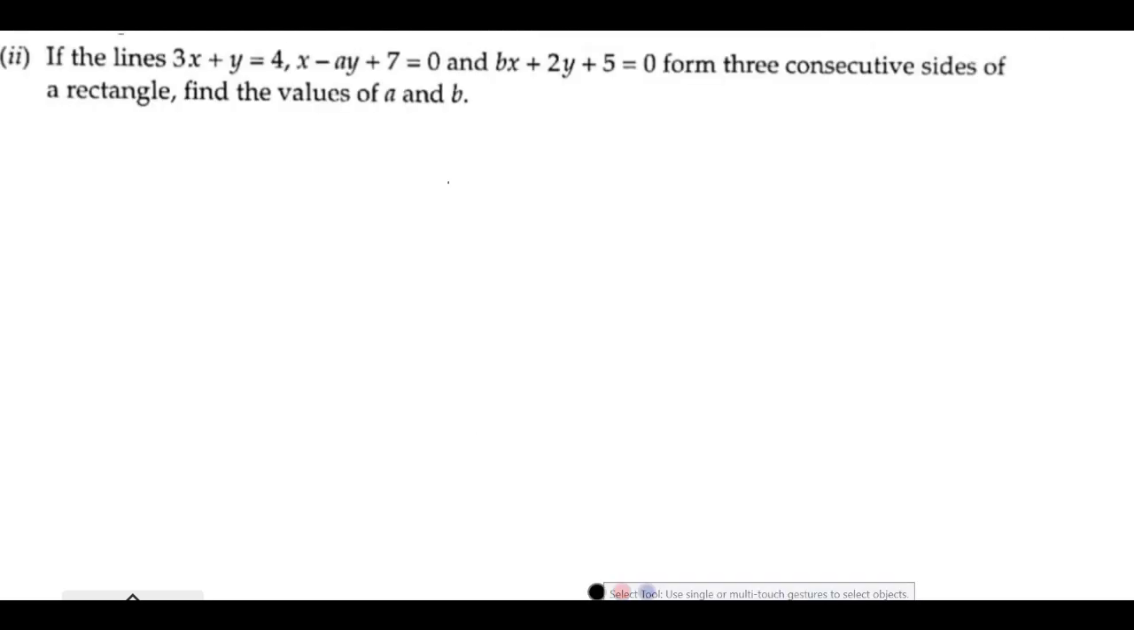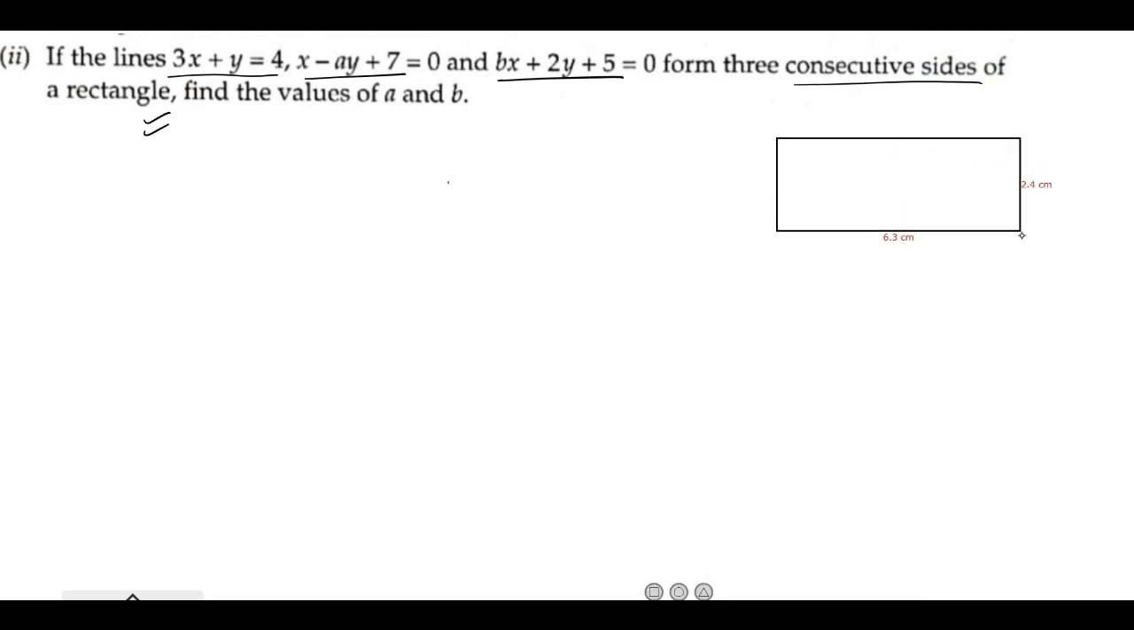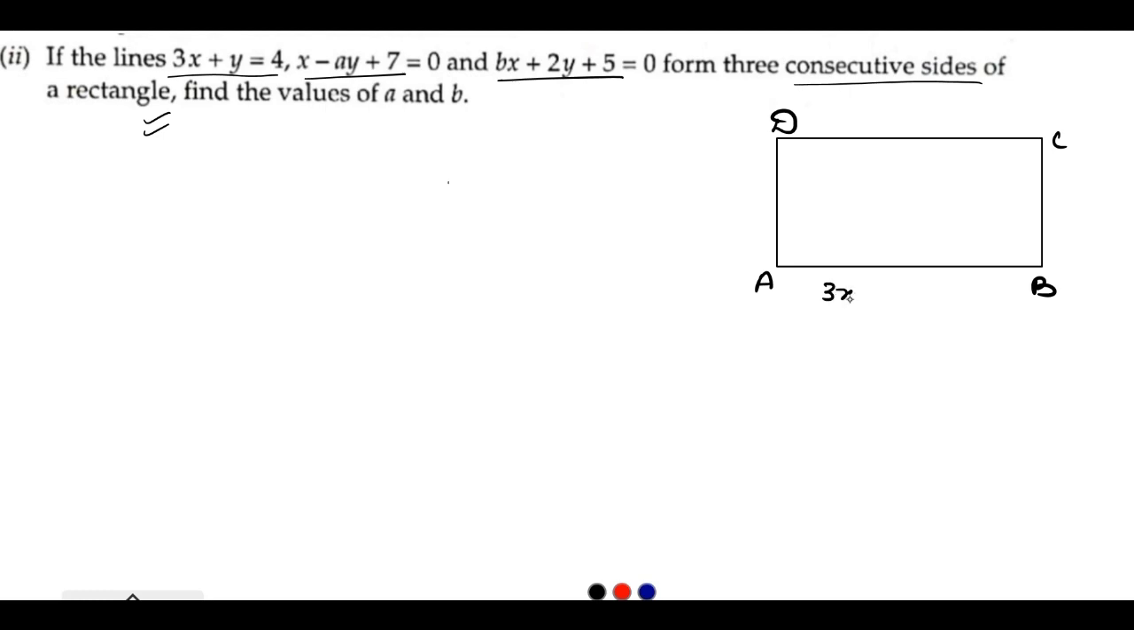Second part of question number 11: if these 3 lines are given, and they form 3 consecutive sides of a rectangle, find the values of a and b. First line 3x plus y is equal to 4, suppose it denotes AB. Then x minus ay plus 7 is equal to 0 represents line BC, and bx plus 2y plus 5 is equal to 0 is the equation of DC.